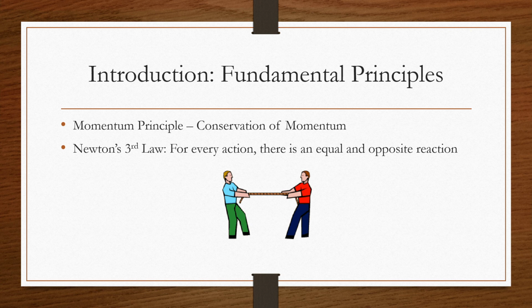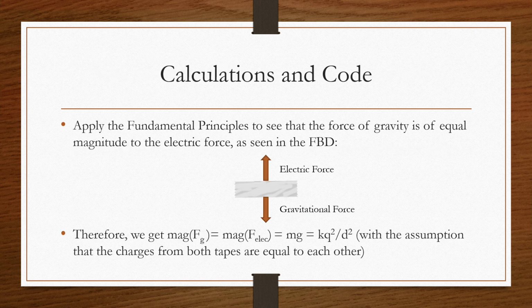This is applicable to our experiment as it highlights the fact that there are two equal and opposite forces acting on our tape, gravitational and electric. By drawing a free body diagram, we see that these two forces are acting on the tape in the y direction, pulling down due to the force of gravity and pushing up due to another charged tape that is repelling our tape of interest. Since there are no other forces, we can focus on setting these two forces equal to each other, which gives us the formula mg is equal to kq squared over d squared.